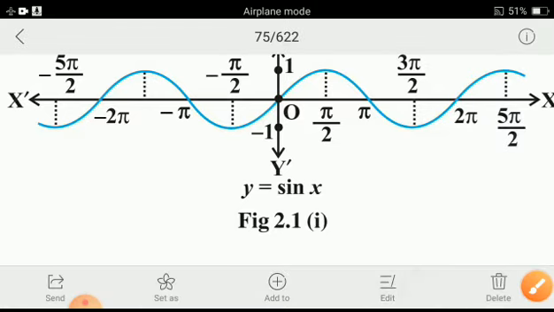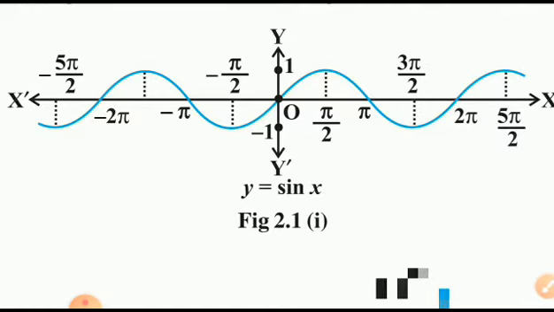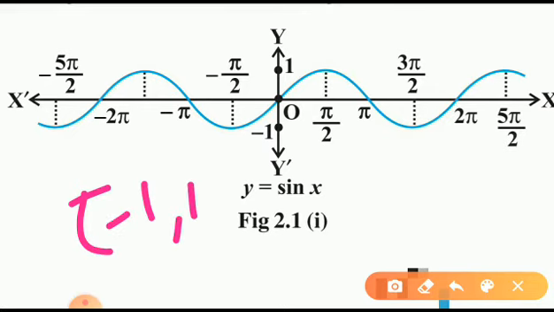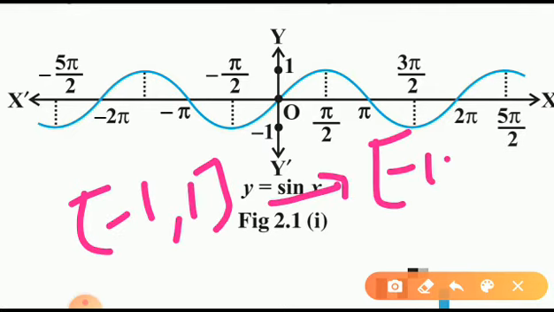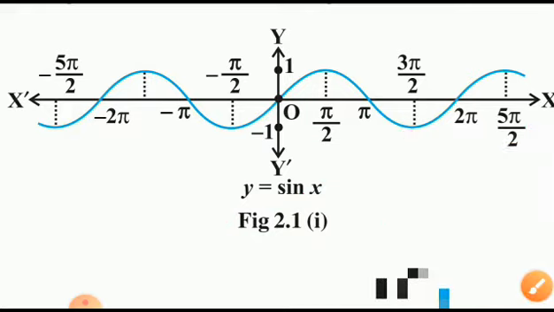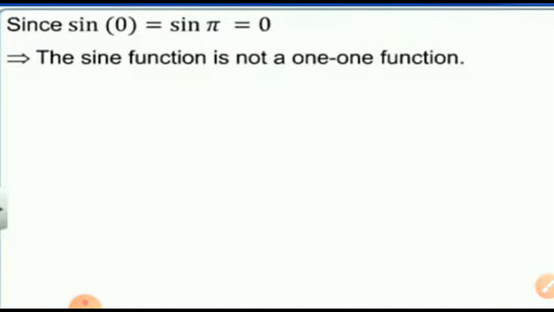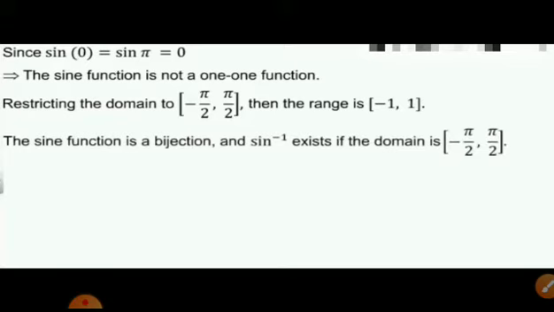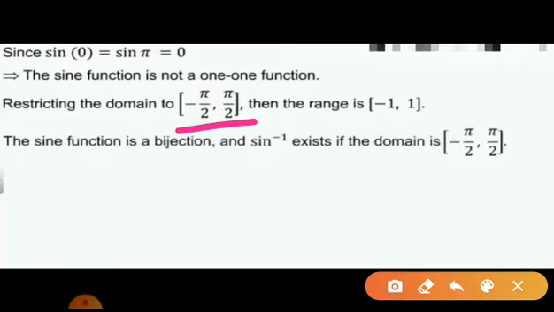Sine inverse will be from the closed interval minus 1 to 1 to minus pi by 2 to pi by 2. Hope this is clear. In order to make my function a bijective function, I have to restrict the domain. Is that clear? So this is the explanation that sine is not one-one and so on. So what we have done is we have restricted the domain to minus pi by 2 to pi by 2. Then in that case my range will be the same, minus 1 to 1.